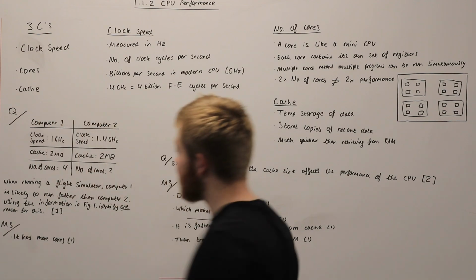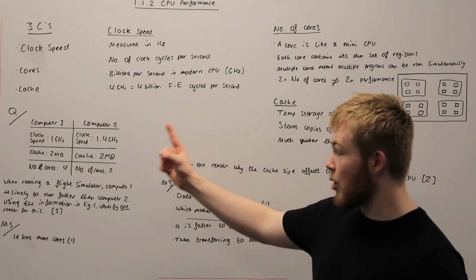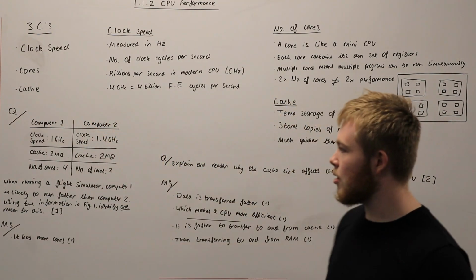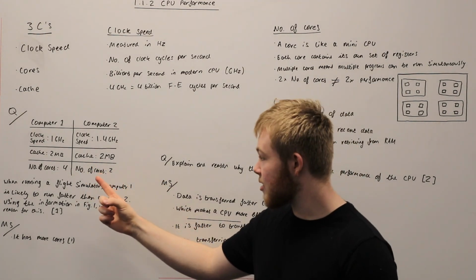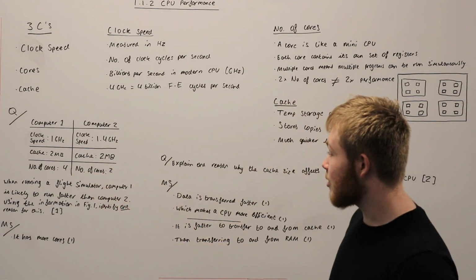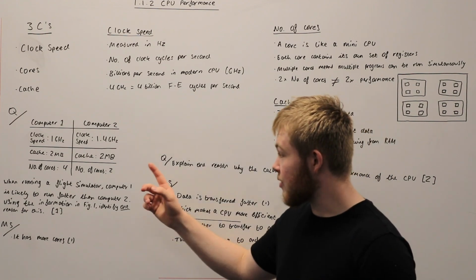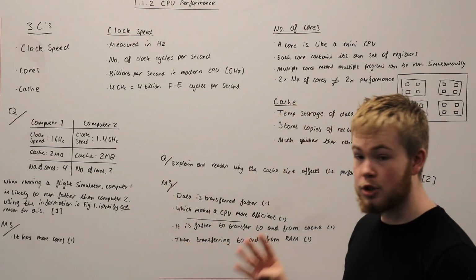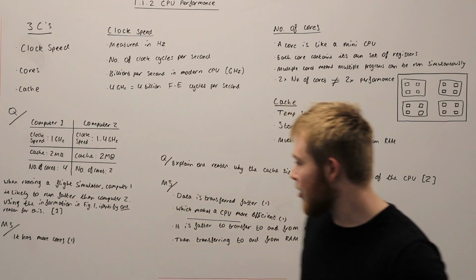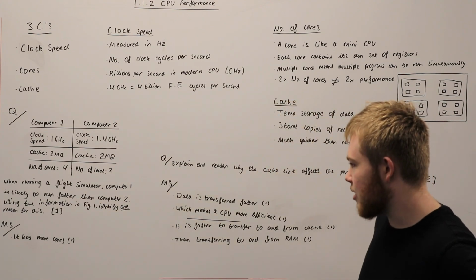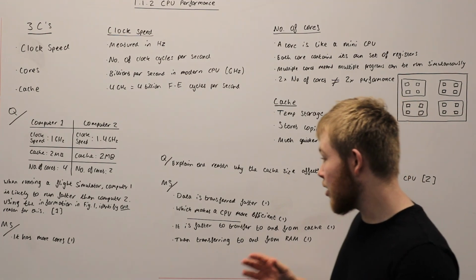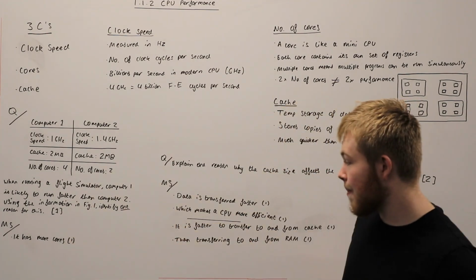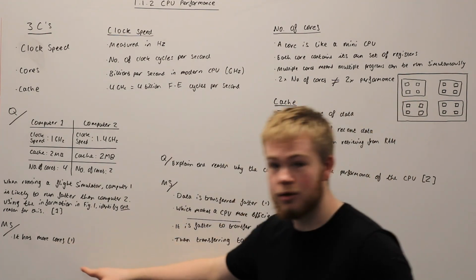So, take us to this exam question here. It's worth 1 mark. You've got computer 1 and computer 2. Computer 1 has a clock speed of 1 gigahertz, a cache size of 2 megabytes, and 4 cores. Computer 2 is 1.4 gigahertz, cache size of again 2 megabytes, but this time only has 2 cores. Now, when running a flight simulator, computer 1 is likely to run faster than computer 2. Using the information in figure 1, identify one reason for this. So it's 1 mark.